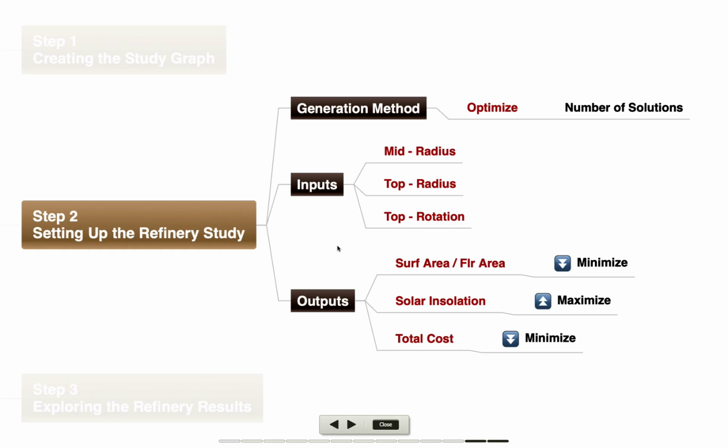I could choose to ignore some. I'm going to try minimizing the total cost and maximizing solar insolation, computed with a solar analysis node, but also maybe trying to minimize the surface area per floor area. That will typically be some sort of indicator of energy performance. So great. That's how I'm basically going to set up the study.